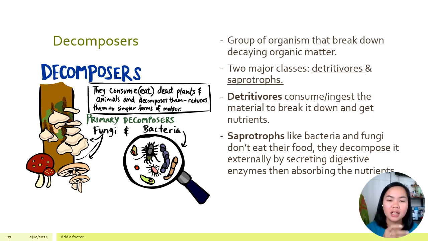So ang pinagkaiba nitong saprotrophs or saprophytes with detritivores is their mode of nutrition, how they break down things. When we say saprotrophs or saprophytes, they are bacteria and fungi. Sila gid ning bacteria and fungi lang gid ni sila, ang mga saprotrophs, and they are the major decomposers of the world, the ecosystems. So they do not eat their food. Dili nila kaunan nilang food, but they decompose it externally. So external meaning dili kaunon internally.